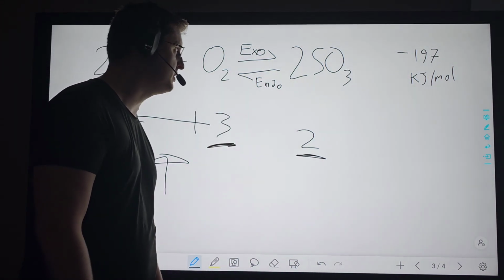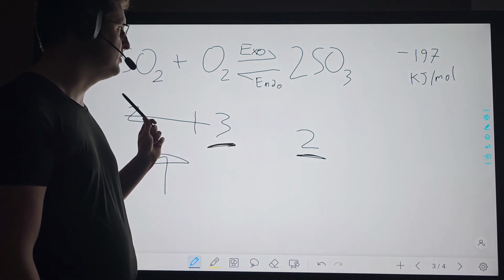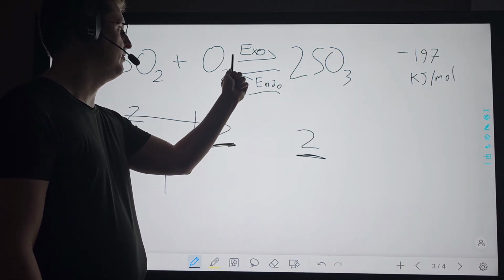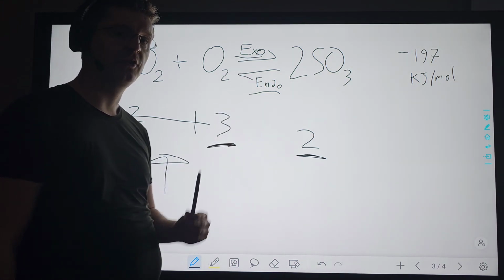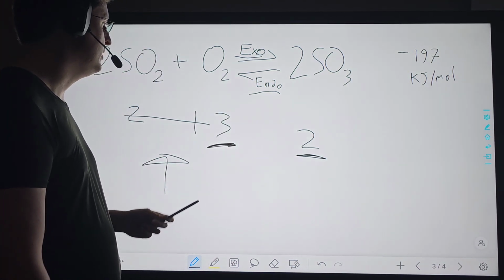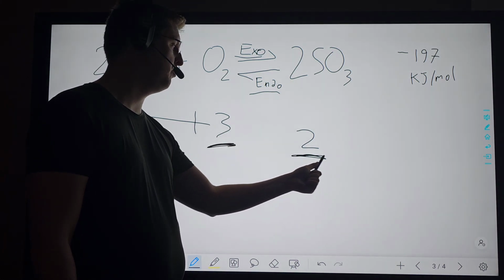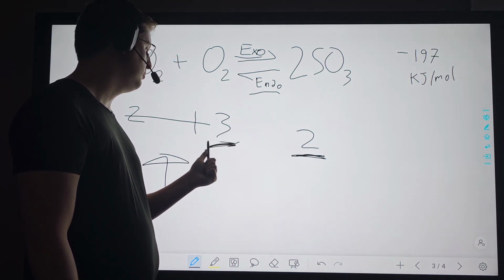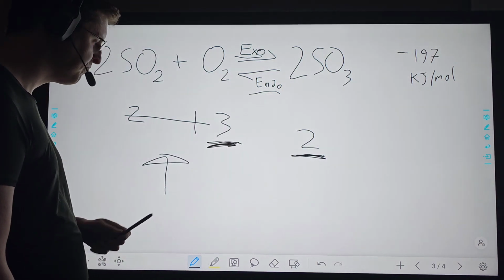Okay, so an increase in temperature is going to favor endothermic. A decrease in temperature is going to favor exothermic. An increase in pressure is going to favor the lower mole count, and a decrease in pressure is going to prefer the higher mole count.